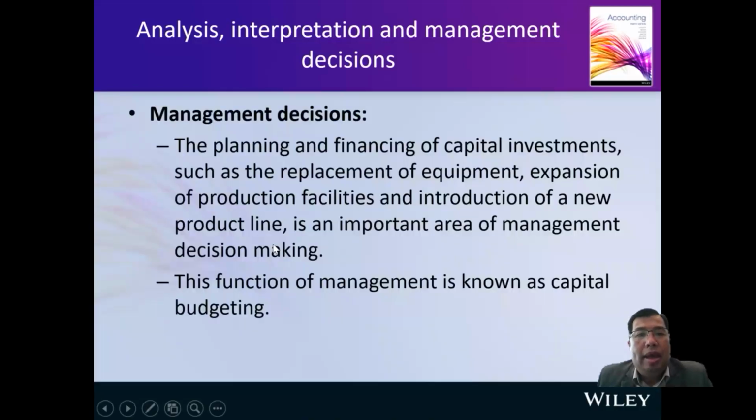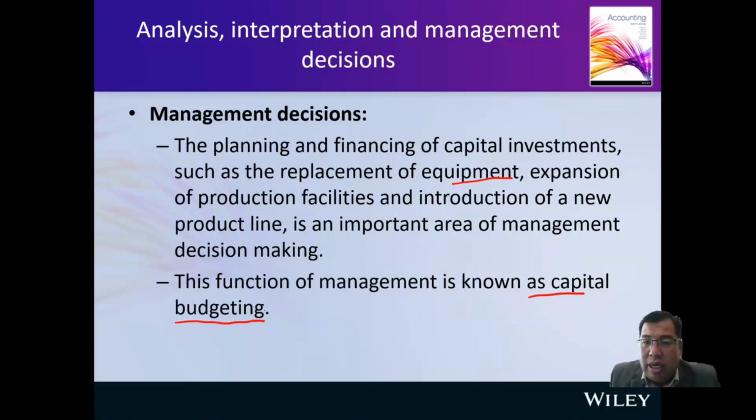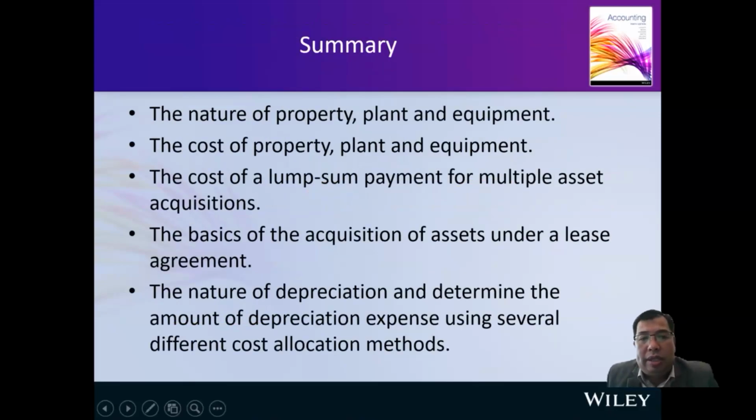And then looking at the interpretation, the management decision, the planning and financing of capital investments such as the replacement of equipment, expansion of the product facility or introduction of a new product line is an important area of management decision making. This is known as capital budgeting, where you want to buy new assets, new machines, new buildings, new PPE. So this involves replacement: whether you're going to buy a new one, or whether you're going to expand the existing capacities.